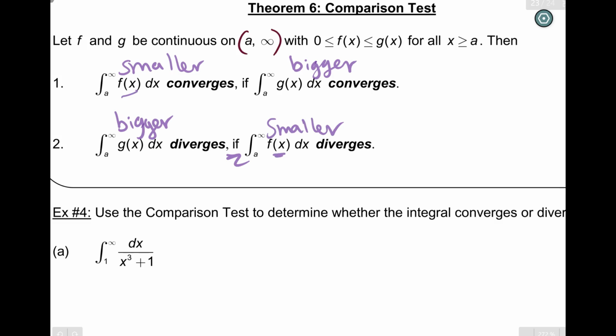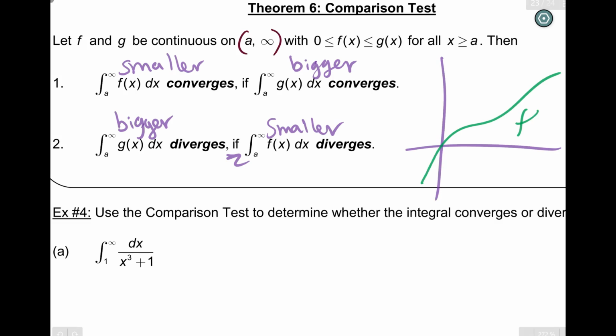Yes, they switched out the letters on you. I see. If the bigger one converges, then you know the smaller one will converge. If the smaller one diverges, then you know the bigger one will diverge. Right. Okay.